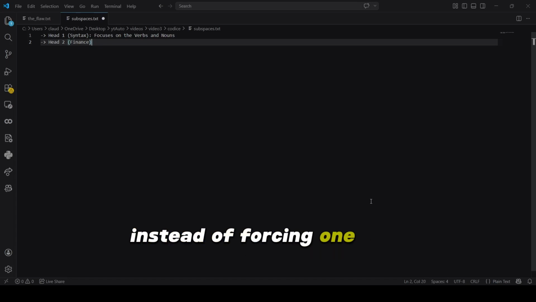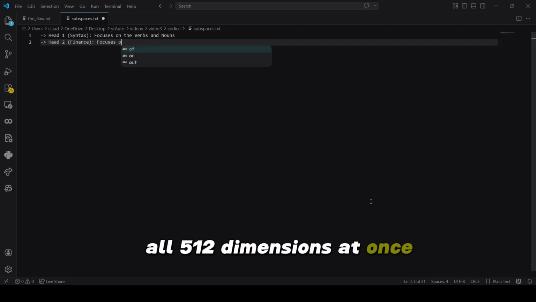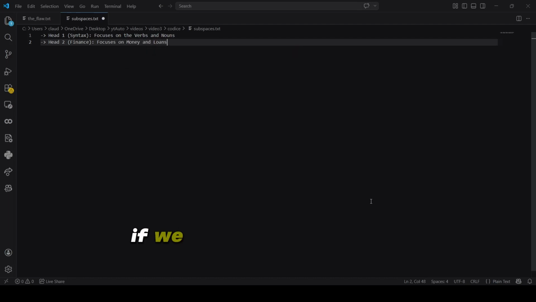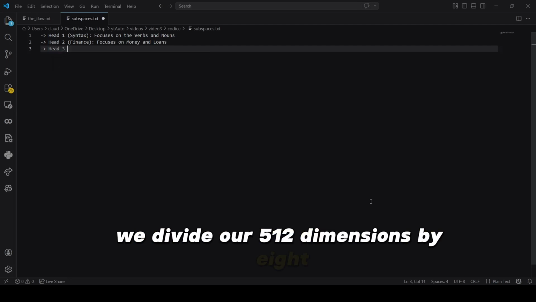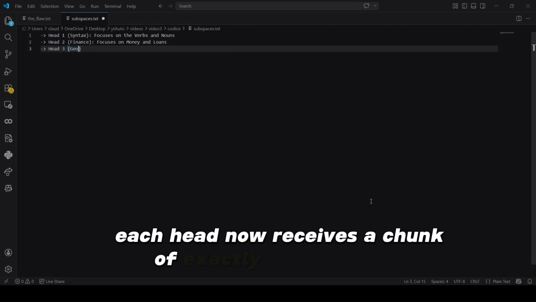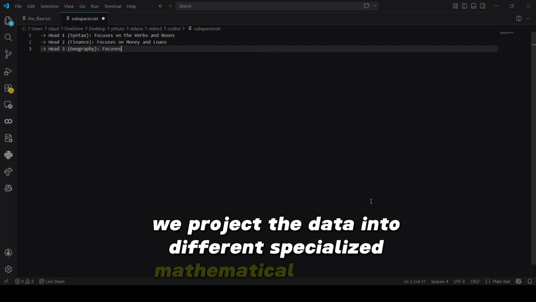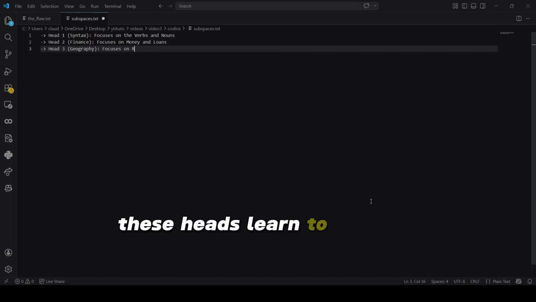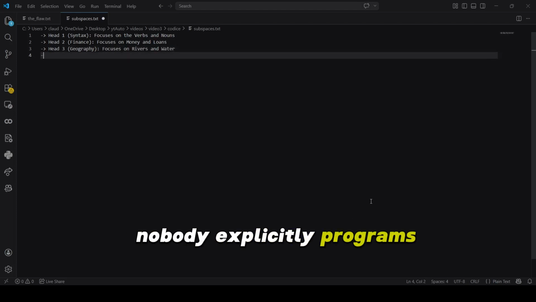Instead of forcing one single attention mechanism to process all 512 dimensions at once, we slice that massive vector into smaller, parallel segments. If we configure our model to have 8 heads, we divide our 512 dimensions by 8. Each head now receives a chunk of exactly 64 dimensions. This is where the magic happens. We project the data into different, specialized mathematical subspaces. During the training phase of the neural network, these heads learn to specialize automatically through backpropagation. Nobody explicitly programs them to do this.